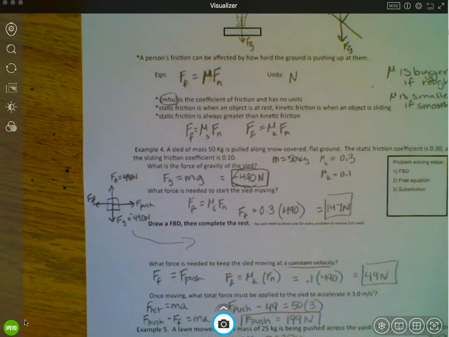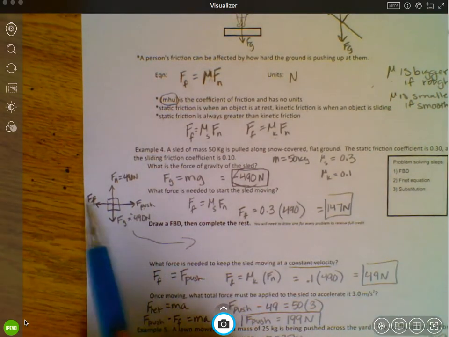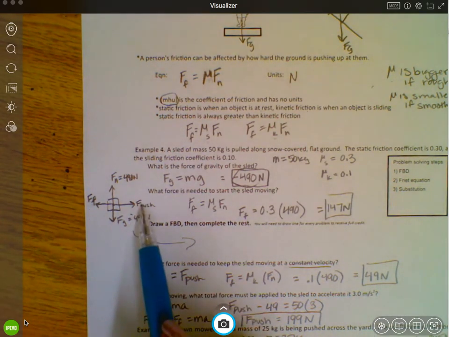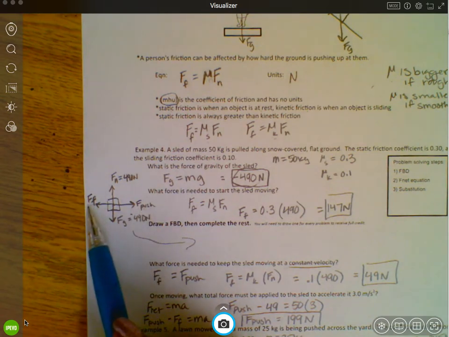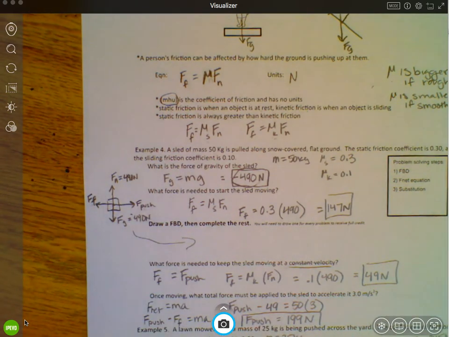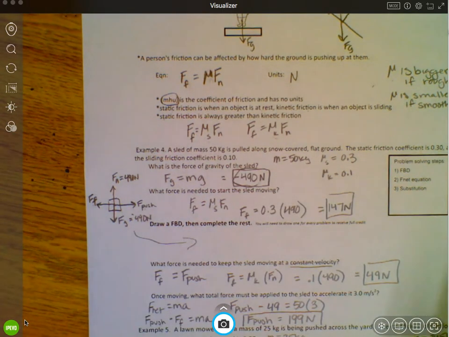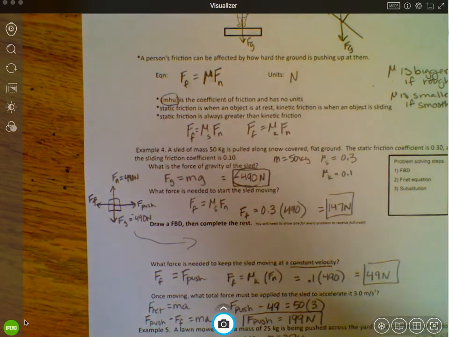But for now, you just need to know that if the pushing force is less than the static force, then it just won't start moving, right? So the pushing force needs to get bigger than the static friction in order to get the object to start moving. And then once it moves, it no longer is static friction, now it's kinetic friction. Okay? All right, I know that was a long one, sorry.